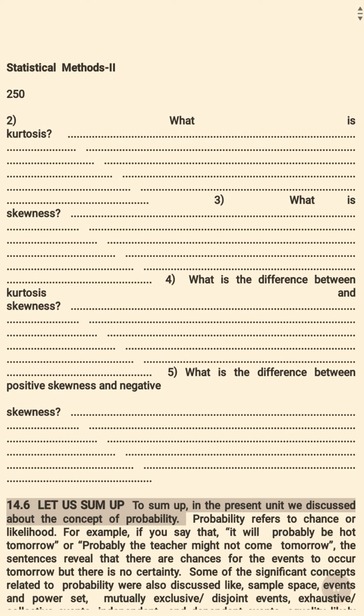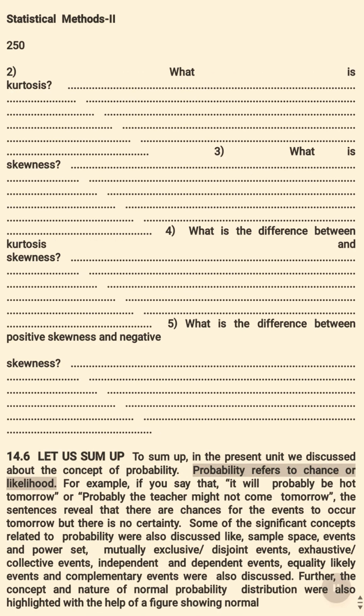To sum up, in the present unit we discussed the concept of probability. Probability refers to chance or likelihood. For example, if you say that it will probably be hot tomorrow, or probably the teacher might not come tomorrow, the sentences reveal that there are chances for the events to occur tomorrow, but there is no certainty. Some significant concepts related to probability were also discussed, like sample space, events and power set, mutually exclusive or disjoint events, exhaustive or collective events, independent events, equally likely events and complementary events.